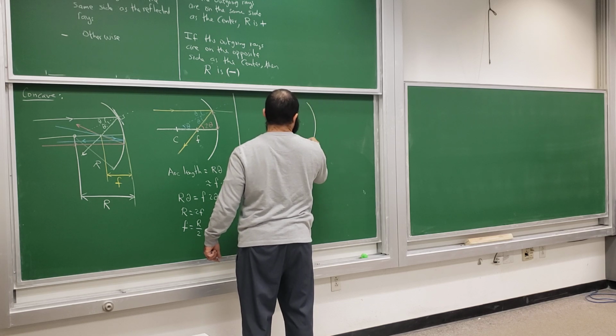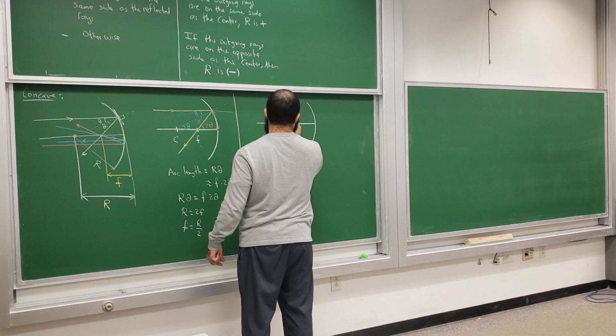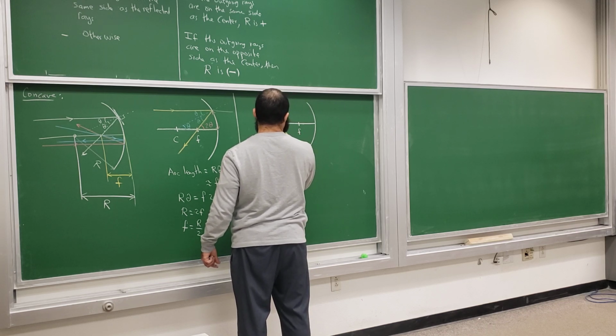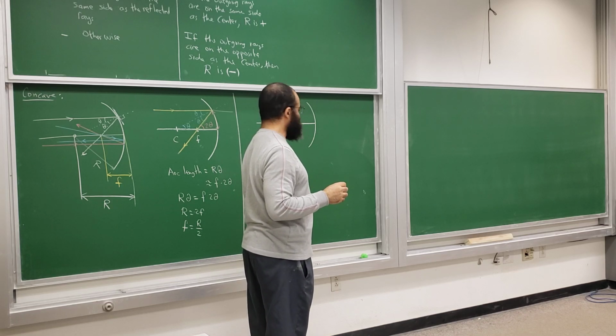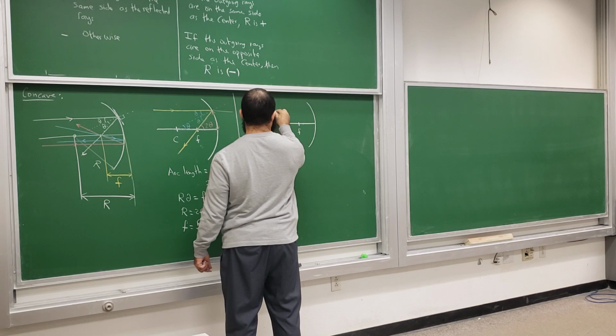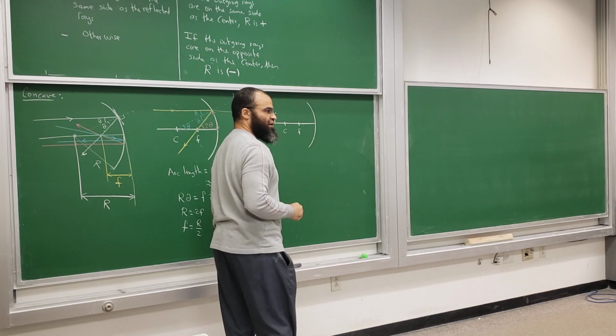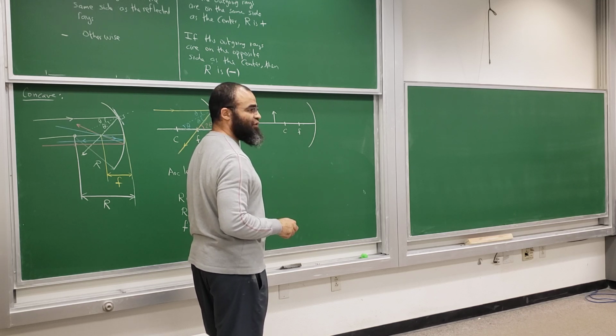Here is our concave mirror. Here is the focal point. Here is the center. This is F. This is the center. And I'm going to do 3 different possibilities. The first possibility is, let's say my object is here. The object is there. And then we're going to try to figure out where the image is going to be.